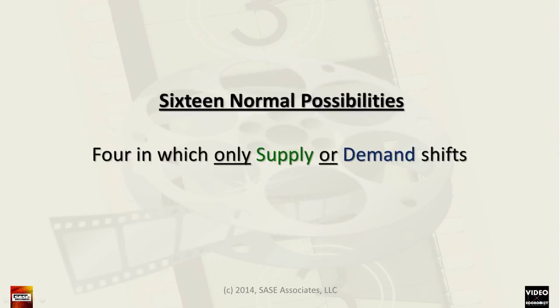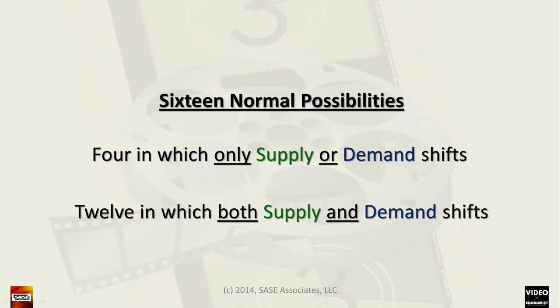We explore the 16 distinct possibilities for shifts in normal supply and demand. Of these possibilities, there are 4 in which only supply or only demand experiences a shift. In the other 12, we consider the cases in which supply and demand both shift concurrently.